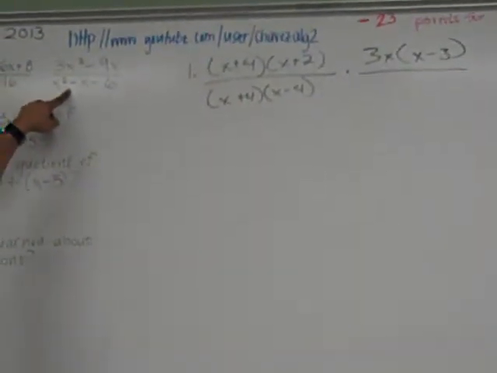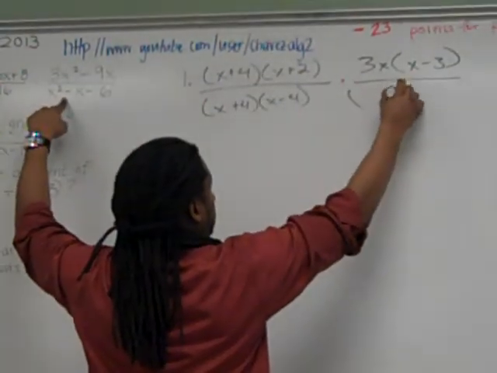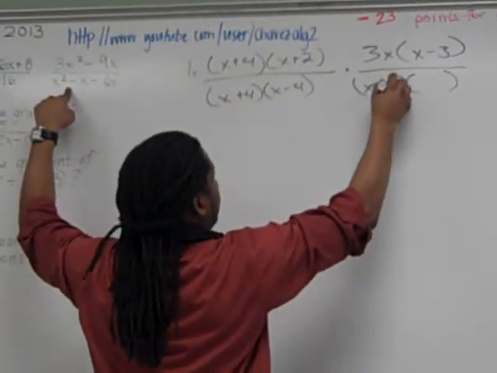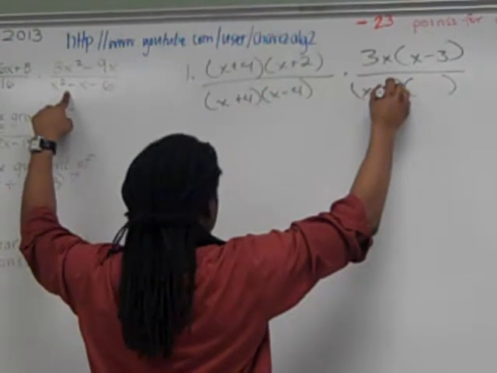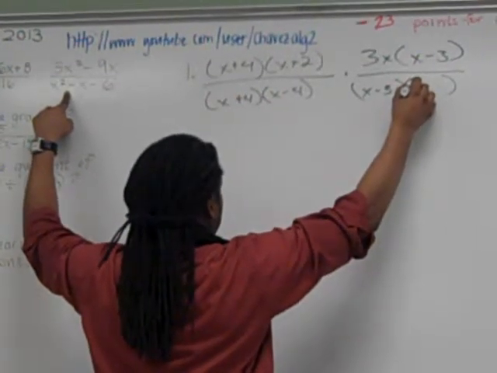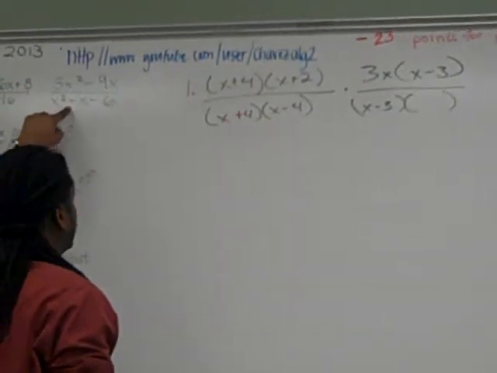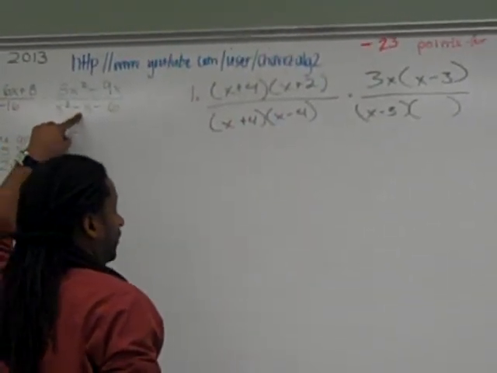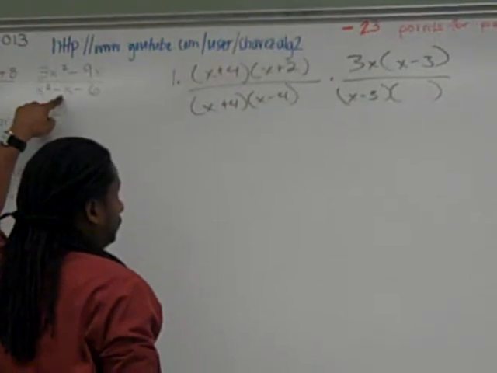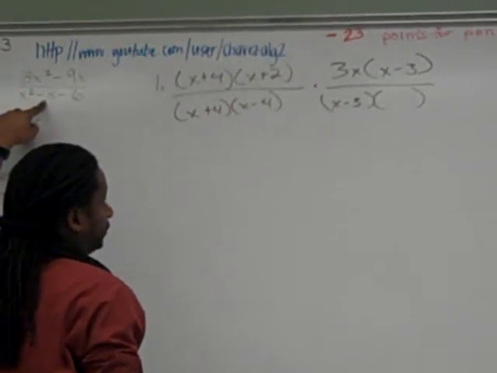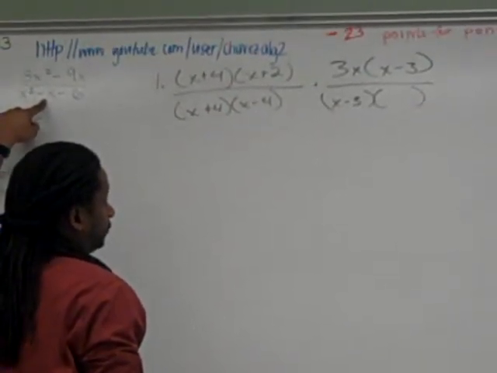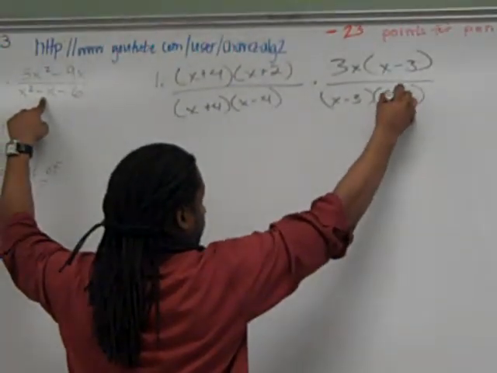A times C. What are my factors? X minus 3 and x plus 3. No. When you multiply, you get negative, and when you add, you will not get negative 1. So what does that have to be? X minus 3 is right. Plus 2. Thank you.